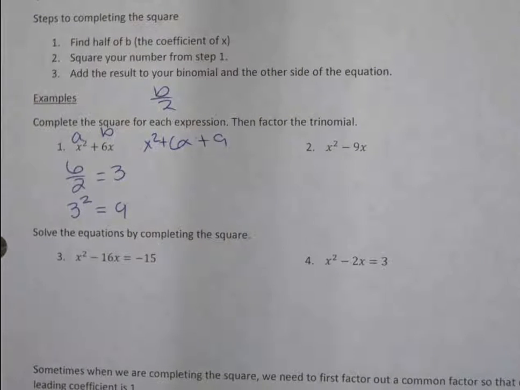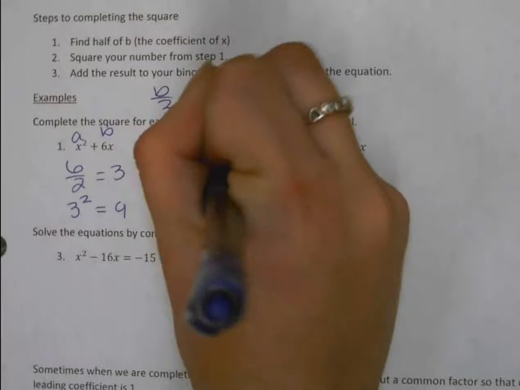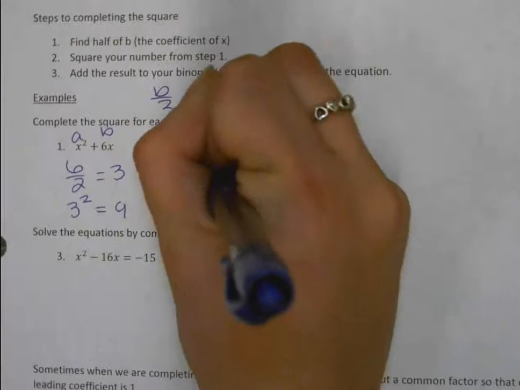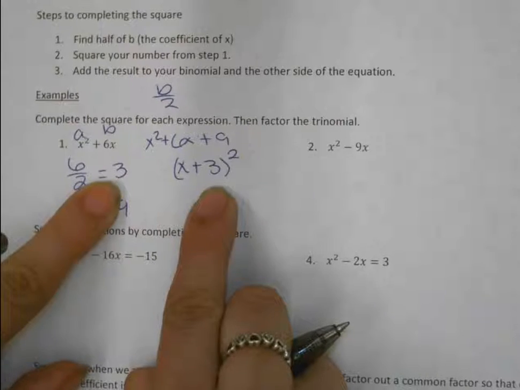And now I want to be able to factor this. What multiplies to 9 that adds to 6? 3. So then what I have to do is I just write x plus 3 squared. Notice, this 3 is the same number I got earlier.